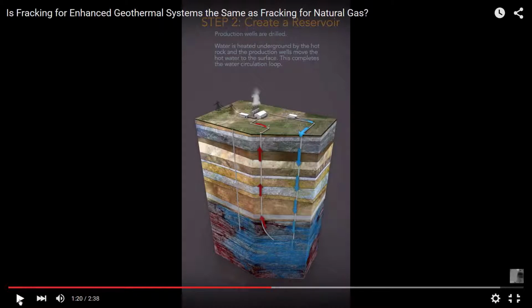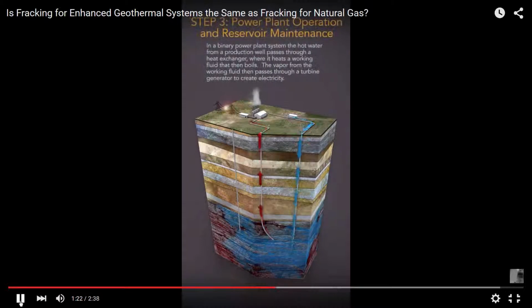So they create a reservoir. That water is heated underground by the hot rock, and the production wells move the hot water to the surface. You lose some heat on the way up, but there's plenty of heat down there. Probably looking at 150, 200 degrees centigrade, some as high as 300 degrees centigrade. So we have to create a reservoir in step 2. Step 3, we're going to get the power plant operation and reservoir maintenance.